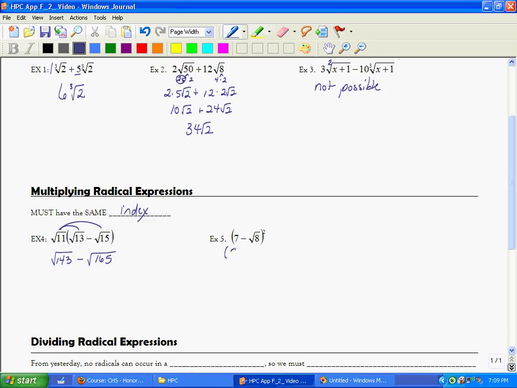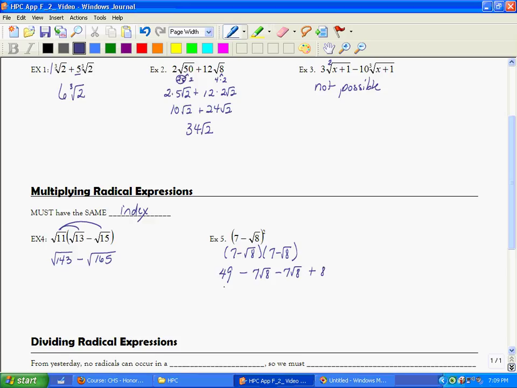If you're taking a binomial and squaring it, it's like you're going to write it twice and multiply it by itself. So this time you're going to FOIL or distribute twice. 7 times 7 is 49. Outside is negative 7 times the square root of 8. Inside is negative 7 times the square root of 8 again. And last, negative times negative is positive. Square root of 8 times square root of 8 is 8.